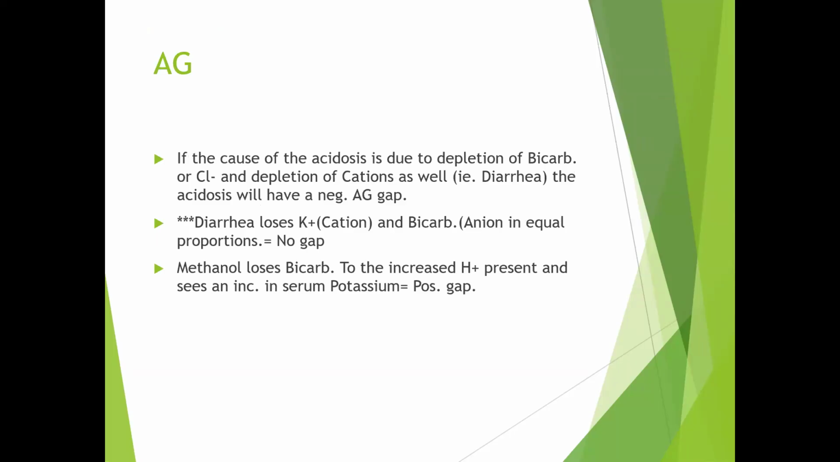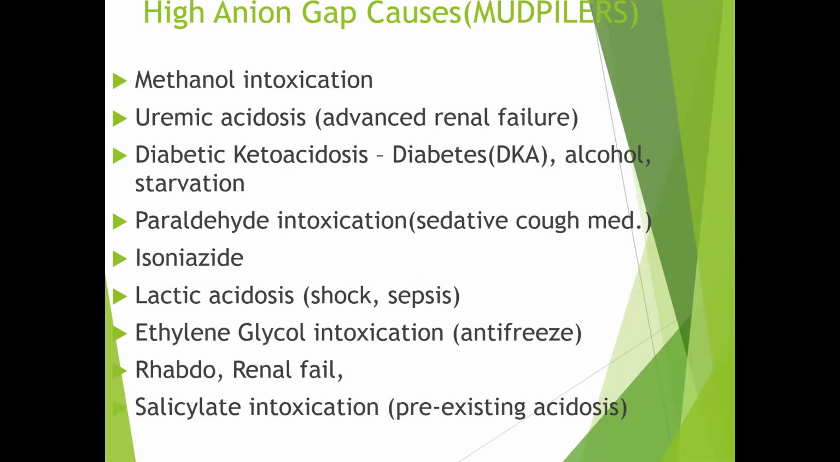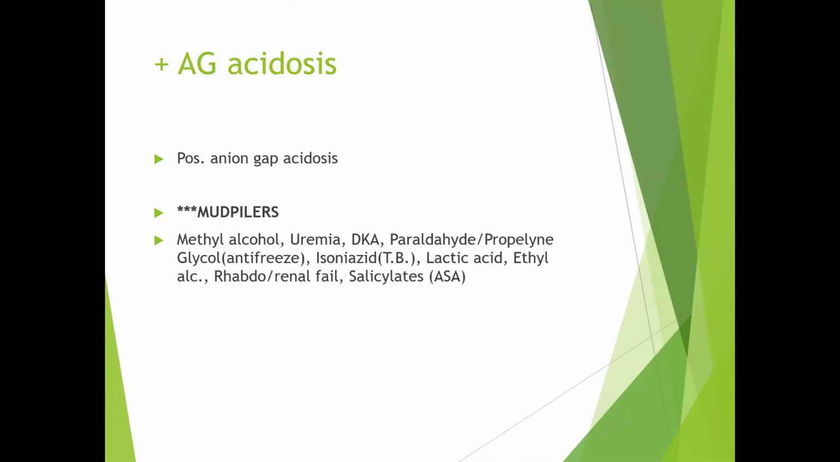Diarrhea is hard because you lose both bicarb and potassium in your stool. So you lose bicarb, you become acidotic, but the anion gap doesn't change because you lose them both in equal proportion. There it is. What does this mud pilers indicate as a culprit for metabolic acidosis? Gap or no gap? Positive gap. Know this. This is a good slide to study. Mud pilers, of which DKA is right there, the D.